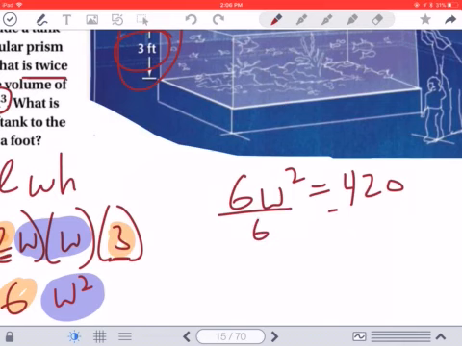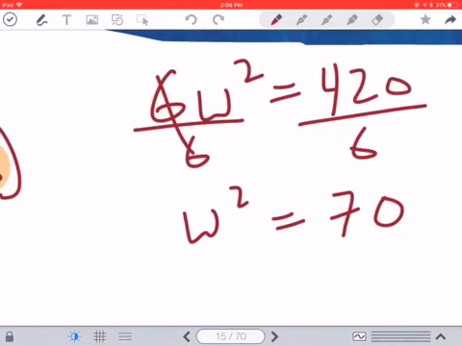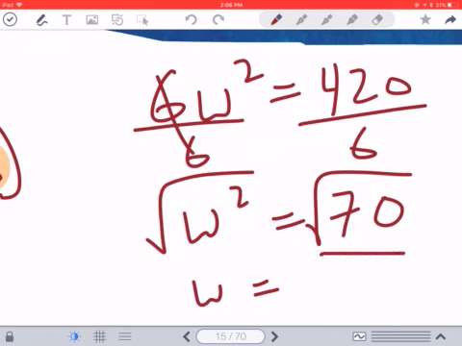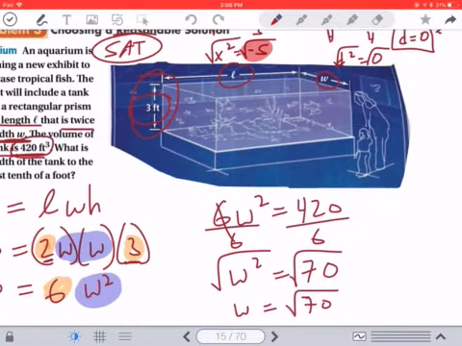I could divide by 6. And I know that 42 divided by 6 is 7, so this is going to be 7 with a 0 at the end there, 70. And I want to take the square root. So W equals the square root of 70. My answer could be positive or negative, but I can't have a negative length, width, or height, so I'm just taking the positive root.